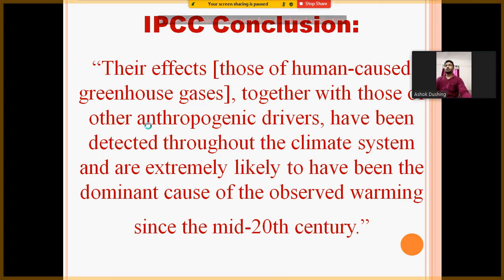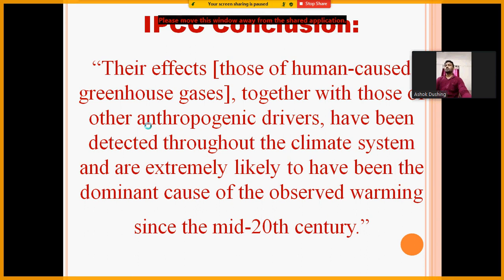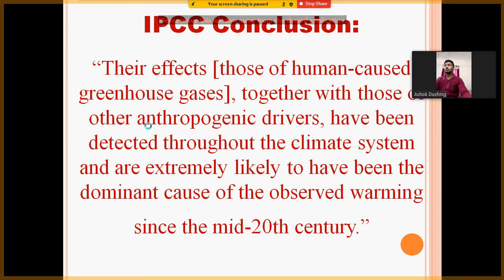So, in concluding, the IPCC said that the effects of human caused greenhouse gases, together with those of other anthropogenic drivers, have been detected throughout the climate system and are extremely likely to have been the dominant cause of the observed warming since the mid 20th century.